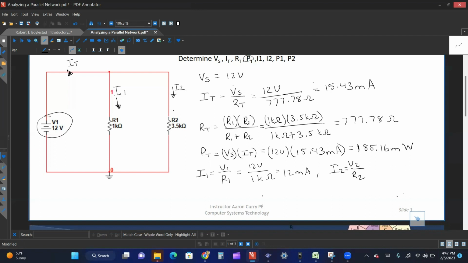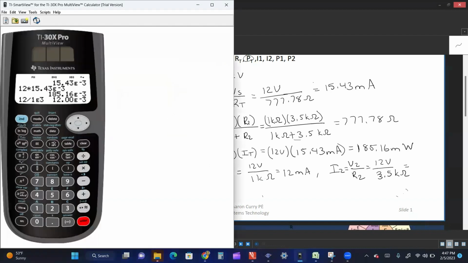Since these components are in parallel, they're going to share the same voltage. And so in this case, it's going to be 12 volts. 12 volts divided by R2, which is 3.5 kilo ohms. And so let's see what that equals. 12 divided by 3.5 kilo, and you get 3.43 milliamps.